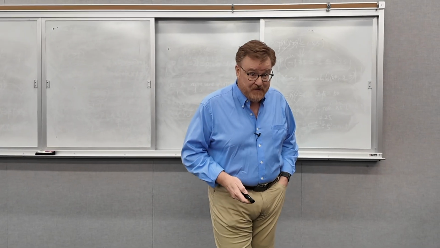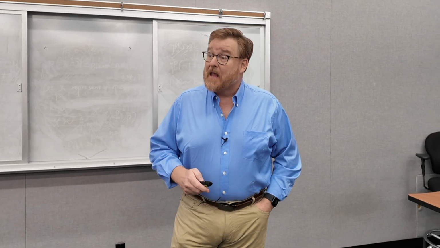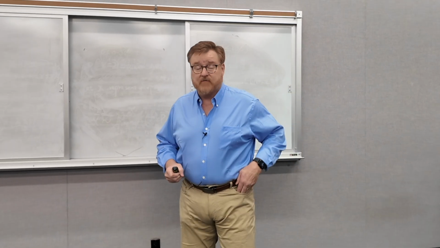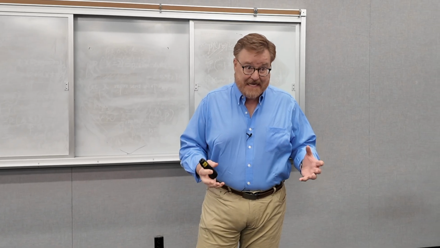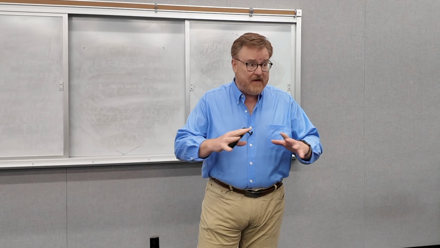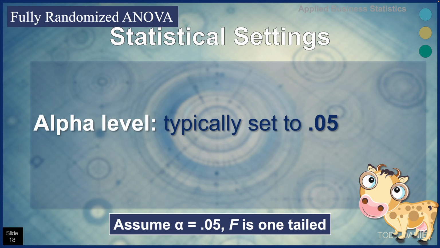There are differences in the yield among some of these beans, and we're going to have to figure out where those differences lie. Step number 3, we'll select our criteria for significance. This one's pretty easy. We're going to keep our significance level, our alpha level, set at 0.05. This is typical for any type of statistical analysis that we're going to do.